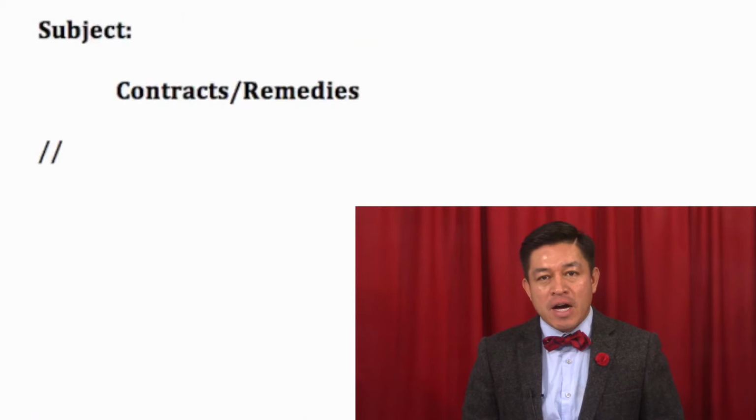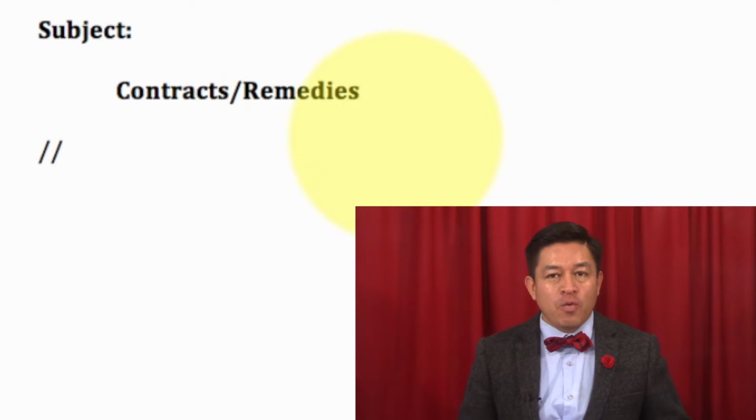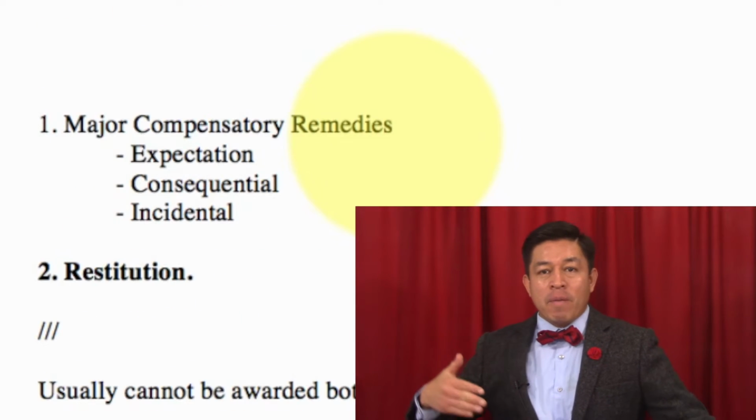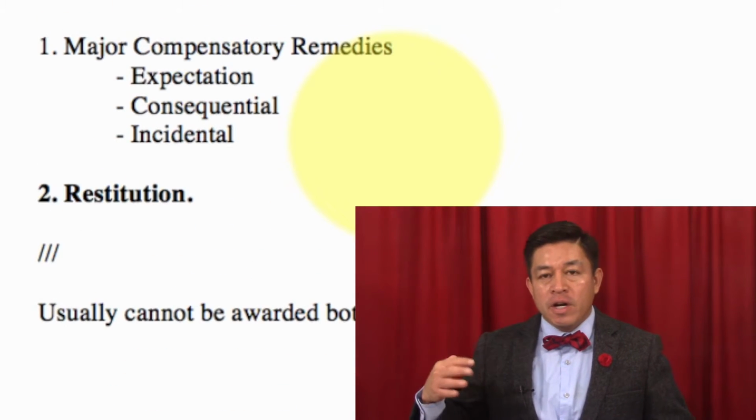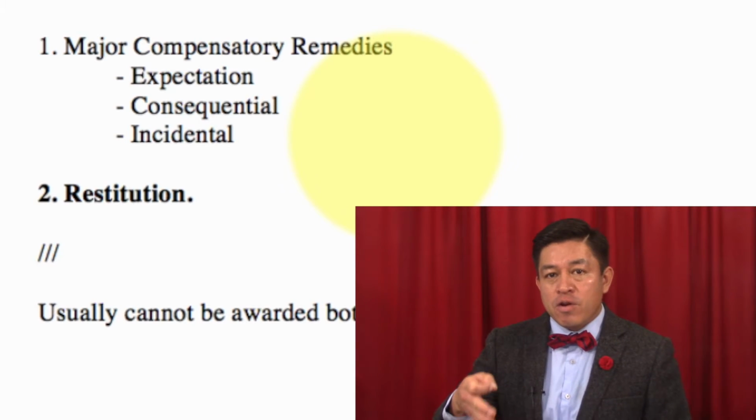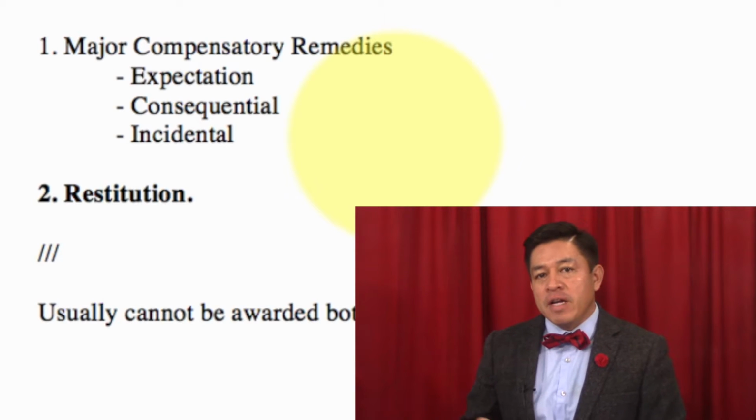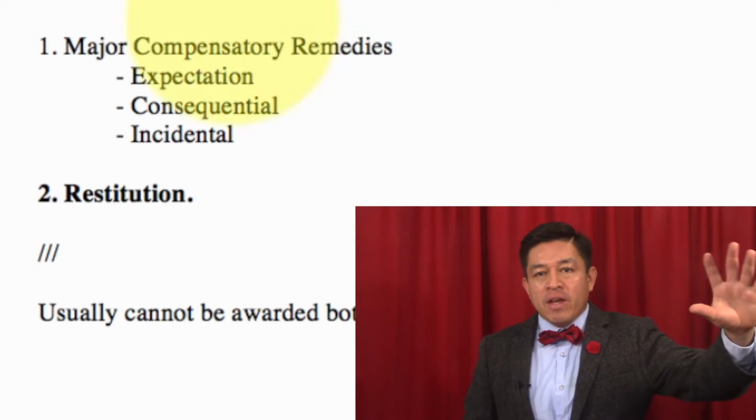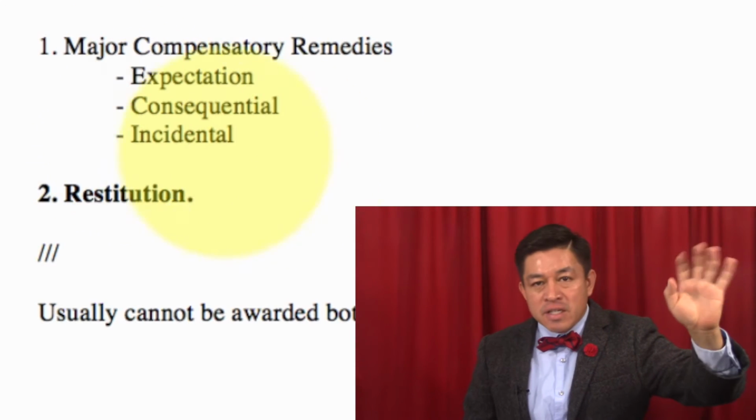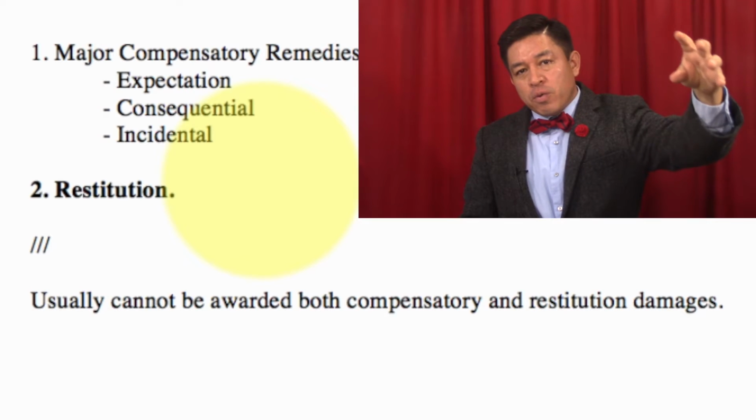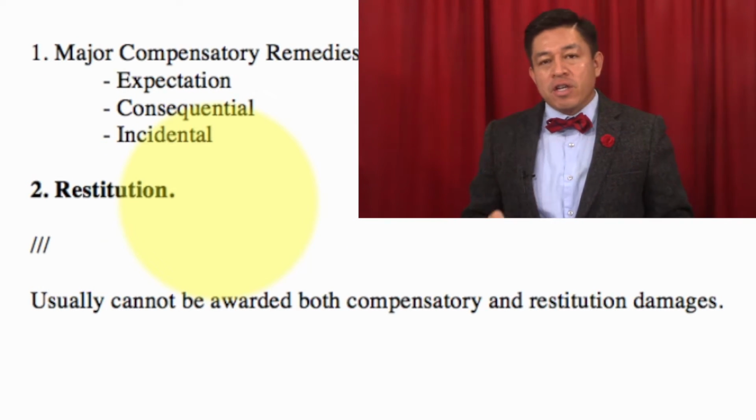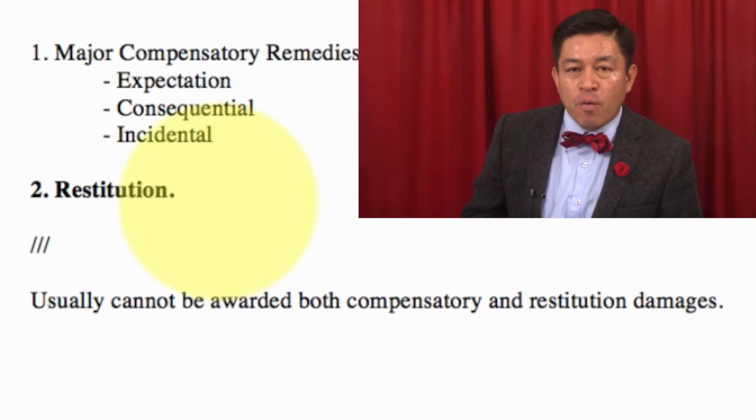So let's go ahead and zoom out. We are under Contracts, Remedies, and they can ask you, for a question, what remedies are available, or what legal remedies are available. This is one of those areas of law that you do want to mention, especially when they ask you about legal remedies. You have the compensatory remedies: expectation, consequential, incidental. But you also want to throw in there restitution, even though restitution is not considered a compensatory remedy.